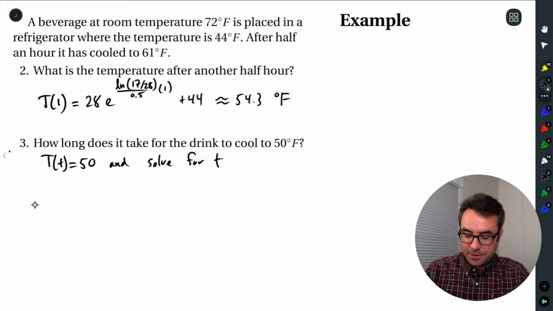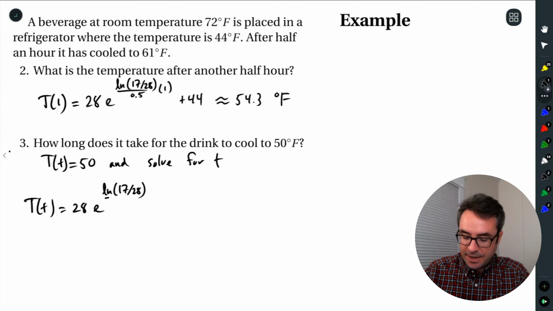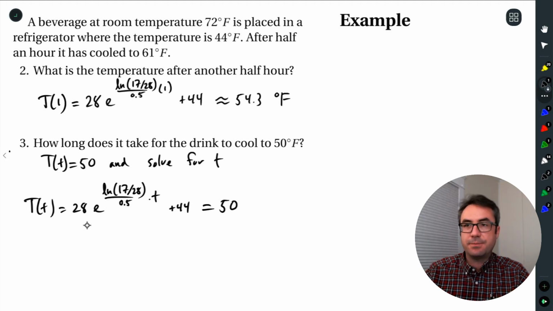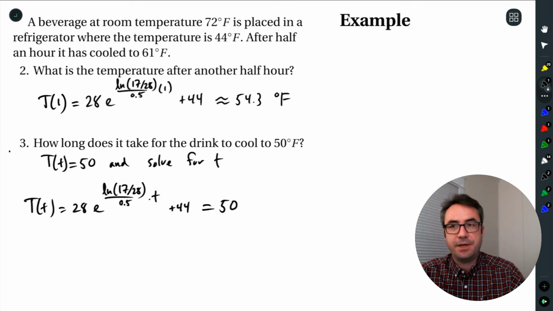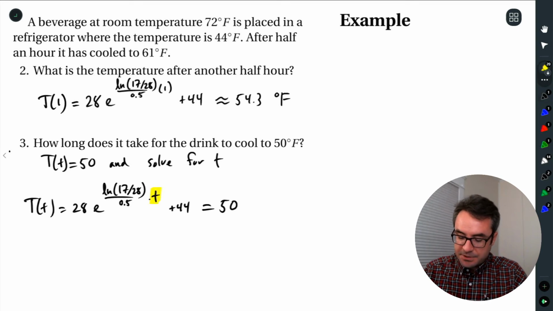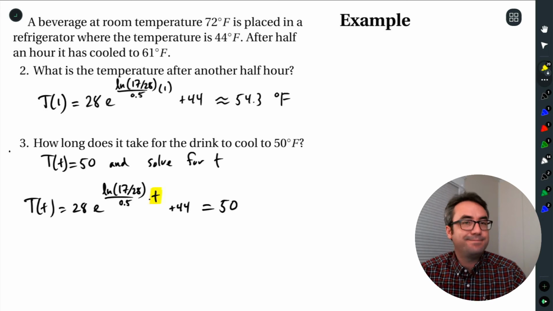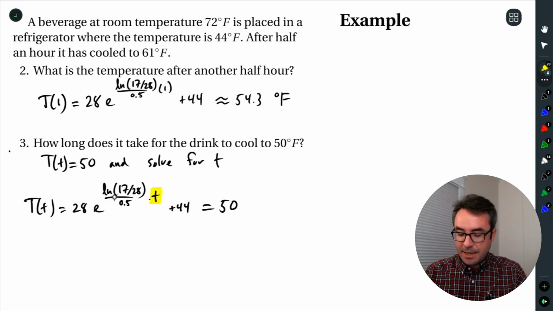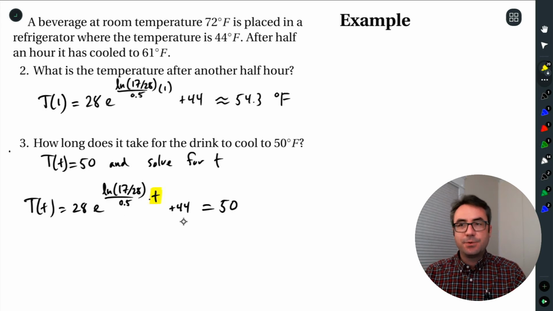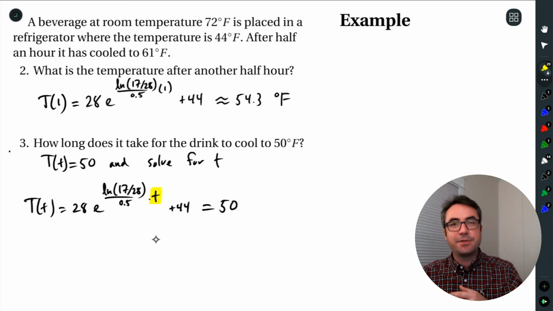So let's take our temperature function. It was 28 e raised to the natural log 17 over 28 divided by 0.5 times t, plus 44. And we're going to set this whole temperature function equal to 50. And what we want to do is solve for the time. We're just unraveling this equation. The t here is in the exponent of our exponential function, so we want to move all the other terms to the other side.